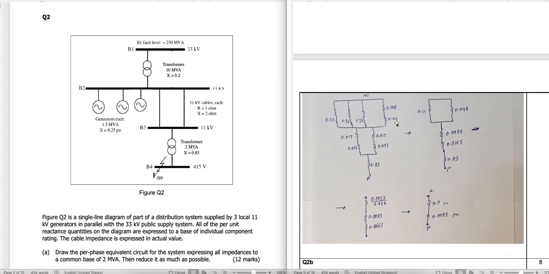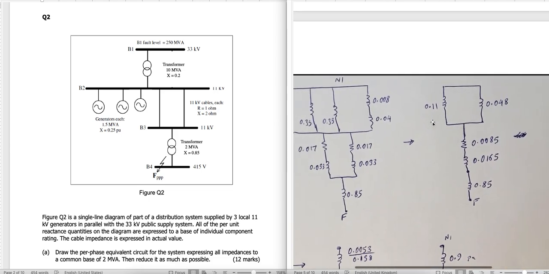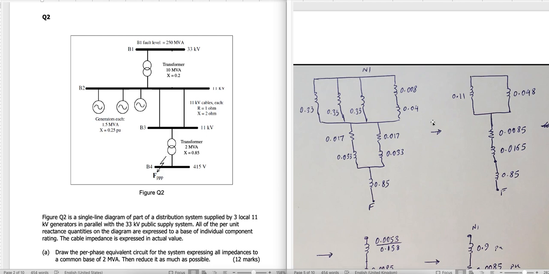Yeah, this one. Okay. So these 3 are replaced with 0.11, we just divided by 3. And 0.008 plus 0.04 will be 0.048. And for this part, again, we divided by 2. So we can definitely get rid of the resistance. You don't have to go through the resistance because you don't need it. And yeah, this is the last one.